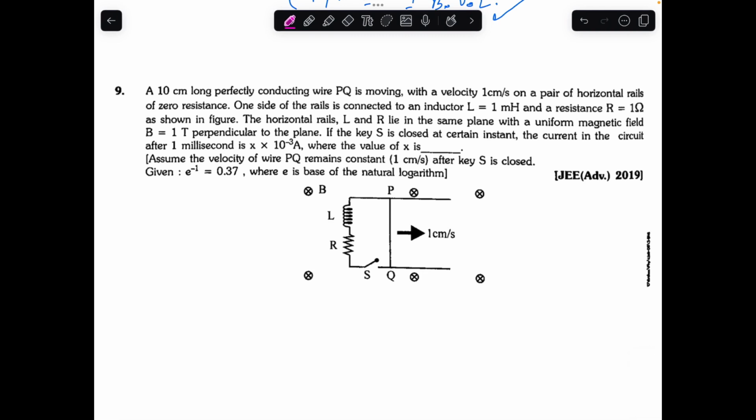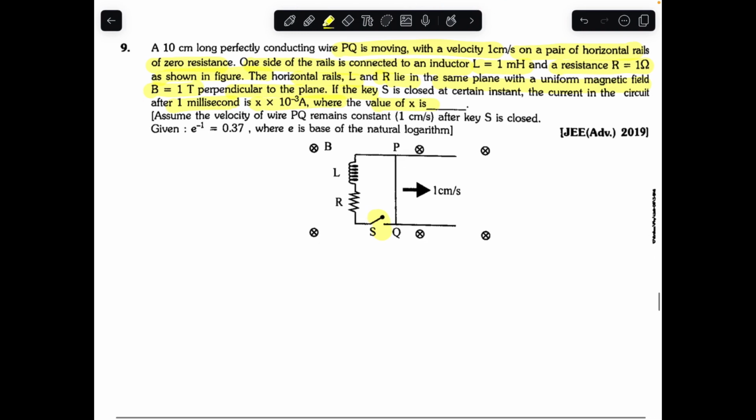Ninth one. A 10 centimeter long perfectly conducting wire PQ is moving with velocity 1 centimeter per second on a pair of horizontal rails of zero resistance. One side of the rail is connected to inductor L equal to this and R is 1 ohm as shown in the figure. The horizontal rails, L and R, lie in the same plane. B is given. Whenever this switch is closed, current in the circuit after 1 millisecond is this.